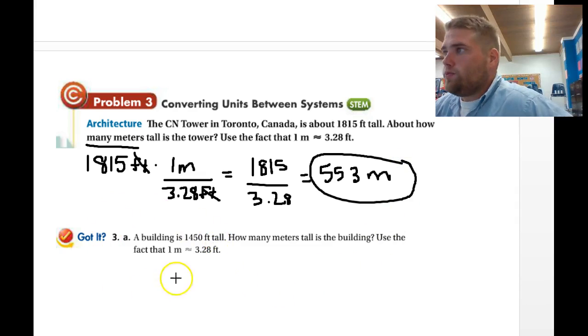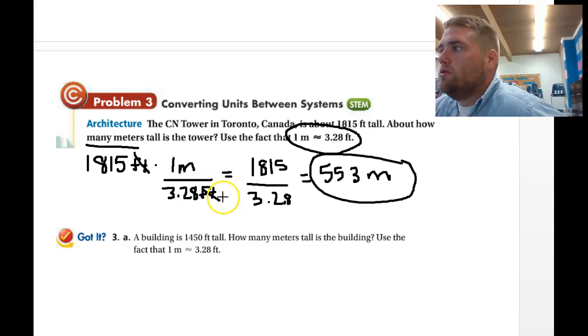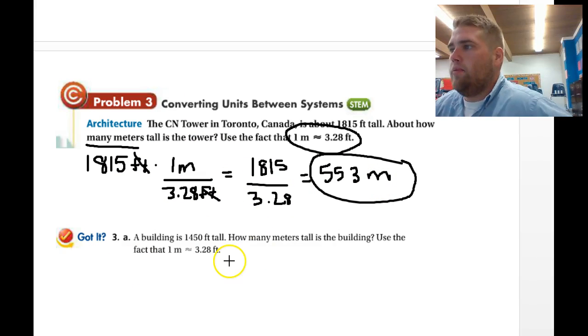So basically, guys, what we're doing again is moving from feet to meters. It gives us our conversion right here, so we make a ratio. Our feet cancel, we're left with meters, and it's just a very simple math problem. I want you guys to try the Got It 3A.